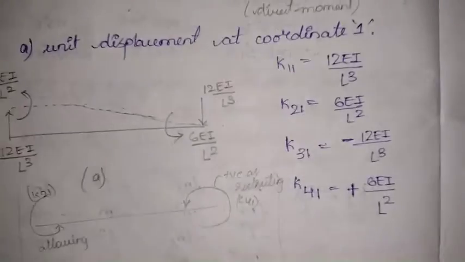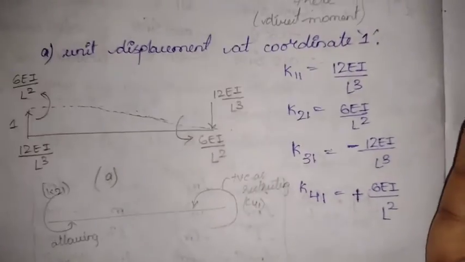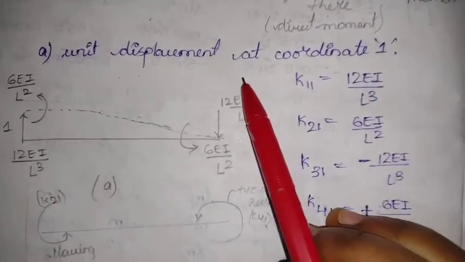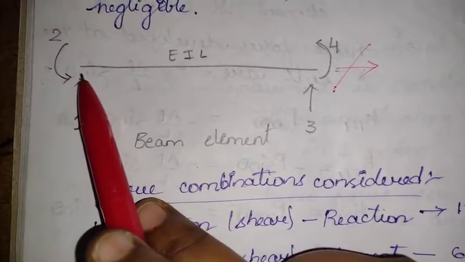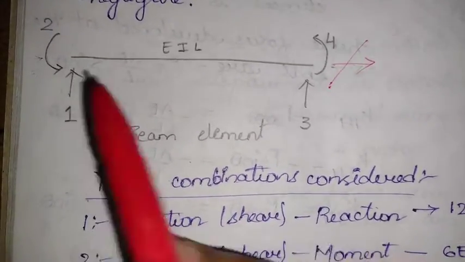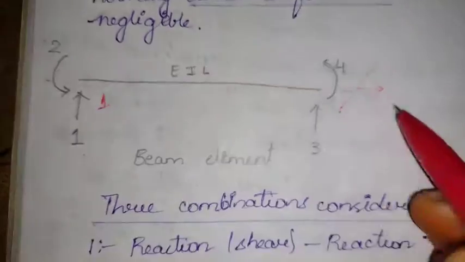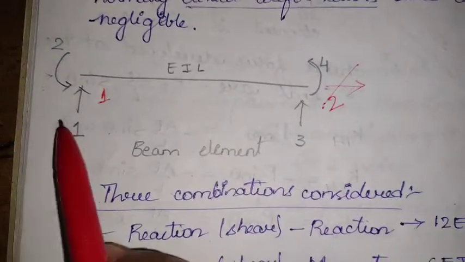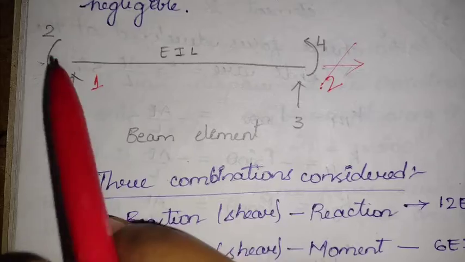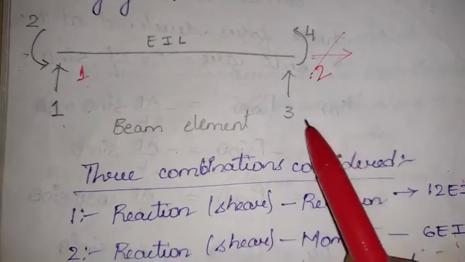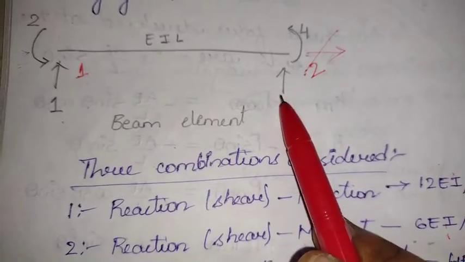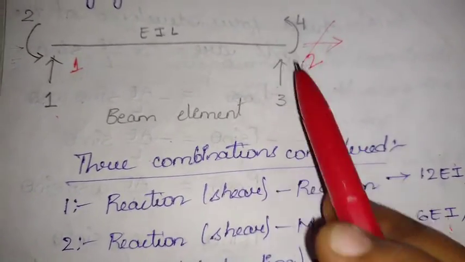First of all, to get the stiffness matrix, we'll be applying some unit displacements at 4 coordinates. The first coordinate would be the vertical reaction at support A or support 1. This is support 2. 1 would be the vertical reaction at support 1 and 2 the moment at support 1, and 3 would be the vertical reaction at support 2 and 4 would be the moment at support 2.